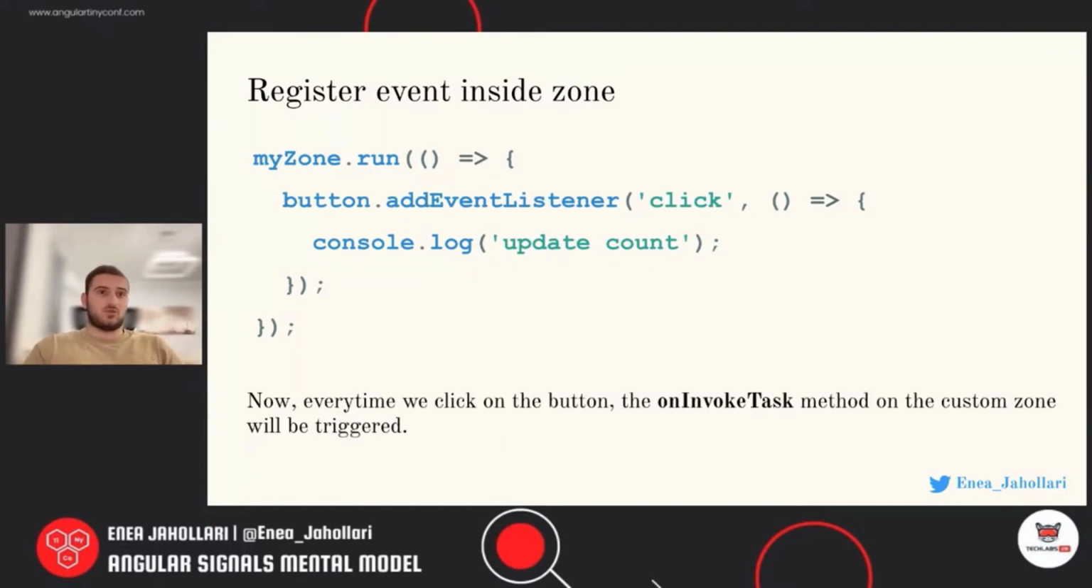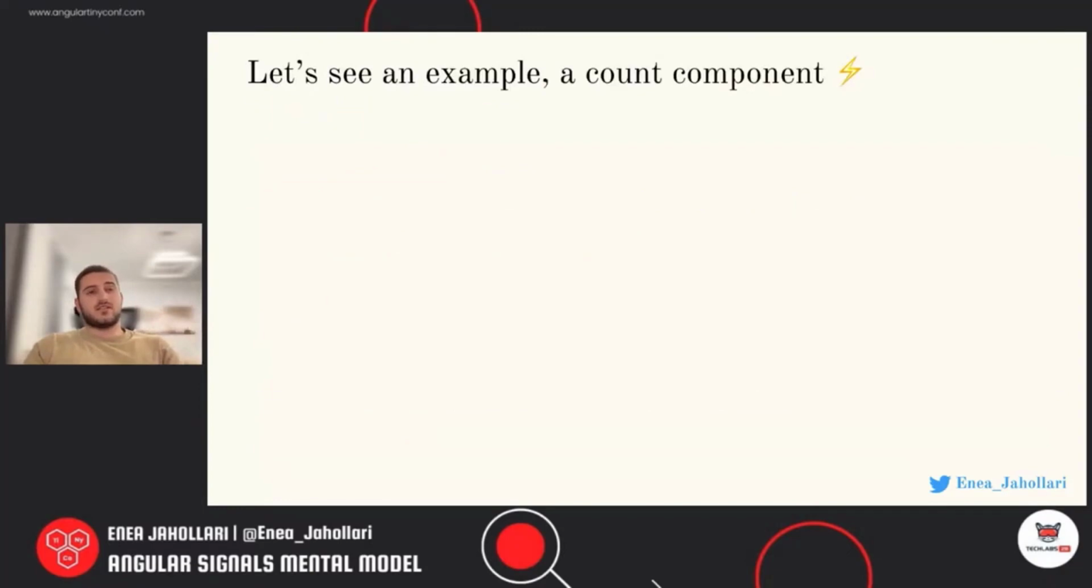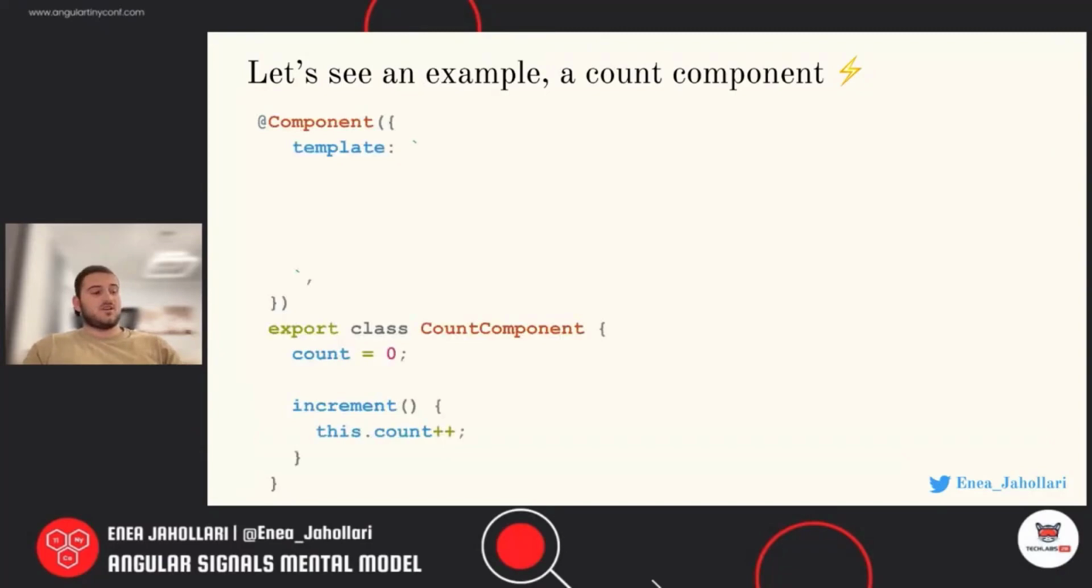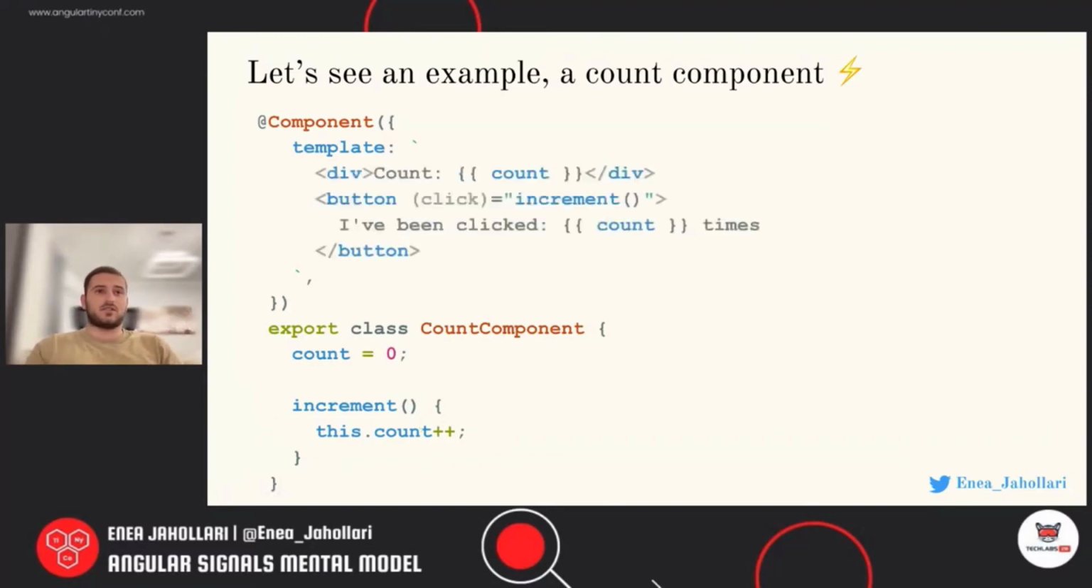Now, every time we click on a button that we have registered inside the zone, the onInvoke task method on the custom zone that we created will be triggered. To better understand this, let's see an example, a count component, the first one that we saw when the talk started. We have a count field and an increment method that increases the count by 1, and we have the template, a div with a count, and the button that increments the count value.